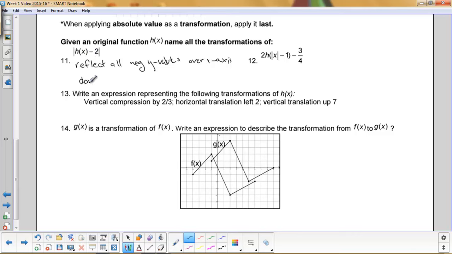All right, I come over here. Ooh, we've got quite a few. So I've got the 2, I've got absolute value bars, the 1, and the 3/4. So I'm going to take them from left to right. All right, let's start with the 2. That's on the outside of the parentheses. That would be my vertical stretch by a factor of 2. I've got absolute value. Remember, that's that mirror image reflection. So that's a mirror image reflection of all positive x values.